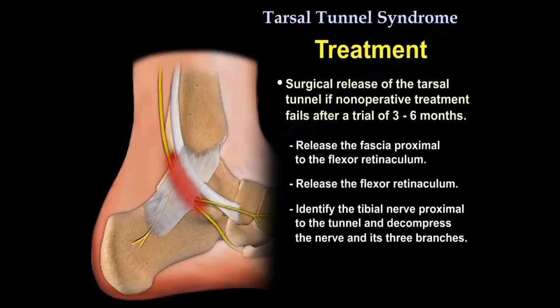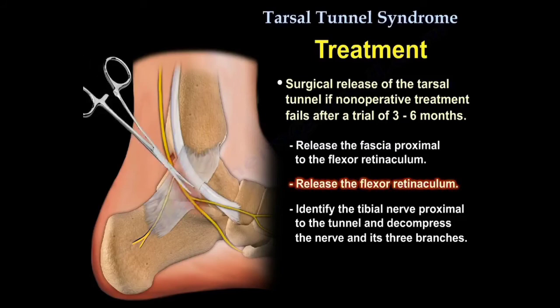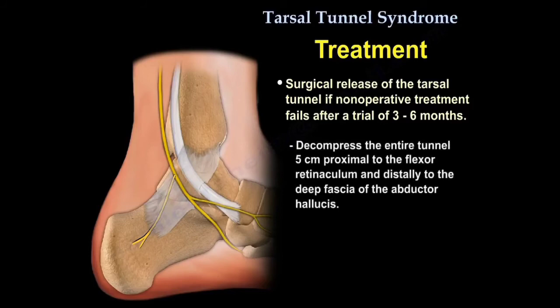After a trial of 3 to 6 months, you will release the fascia proximal to the flexor retinaculum. You will release the flexor retinaculum. You will identify the tibial nerve proximal to the tunnel, and you will decompress the nerve and its 3 branches. You will decompress the entire tunnel 5 cm proximal to the flexor retinaculum and distally to the deep fascia of the abductor hallucis.